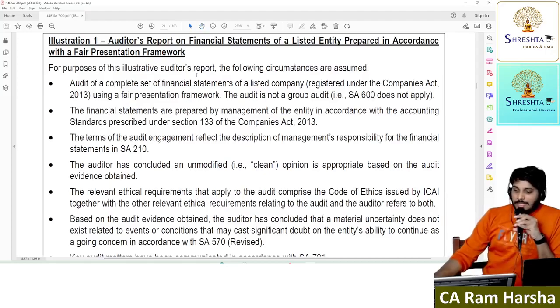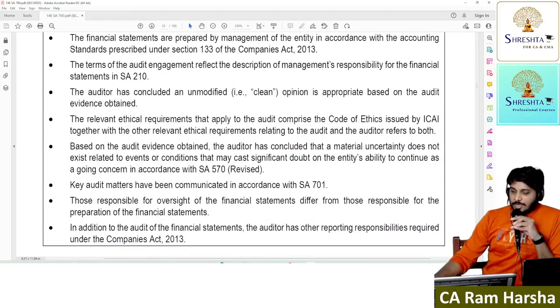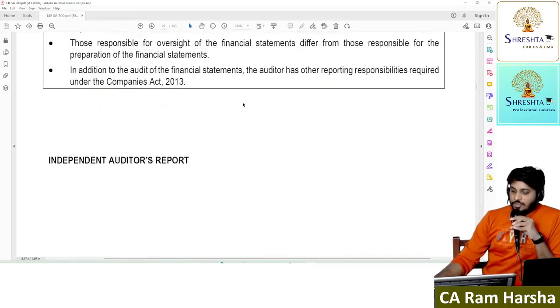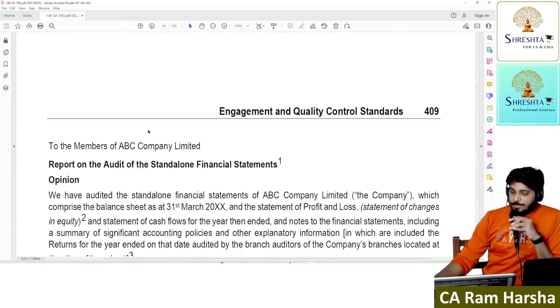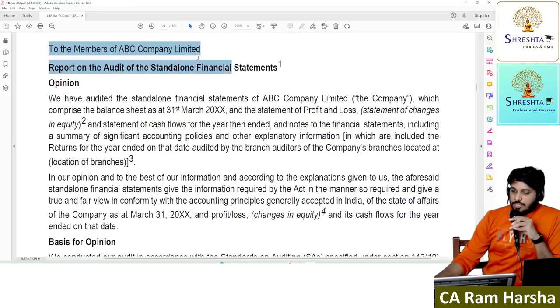Next. Illustration 1. Audit report on financial statements of a listed entity. You see here, the auditor has concluded which opinion? Unmodified opinion. Now you see the format of the audit report. What is the title? Independent Auditor's Report. Addressee: to the members of the company. Now you see, there is a side heading which we didn't discuss. We straight away discussed opinion. But what is this side heading?